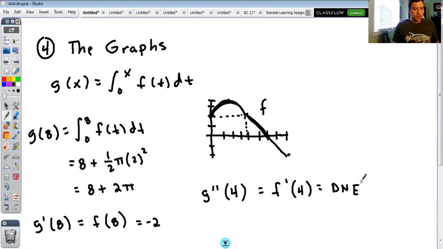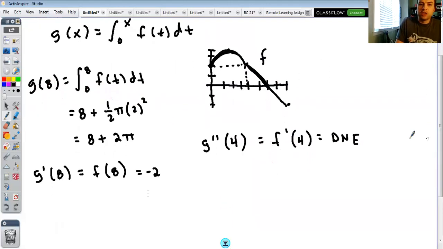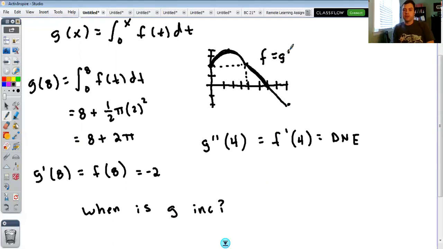Now, other questions that could be asked here, there could be anything about the behavior of g. And I'm not going to spend time going through all of these. Maybe I ask you, when is g increasing? Well, if f is equal to g prime, interpreting this is the same as interpreting the derivative graphs from the previous section when we did f prime graphs. So I would look at anywhere f is positive, so from 0 to 6.